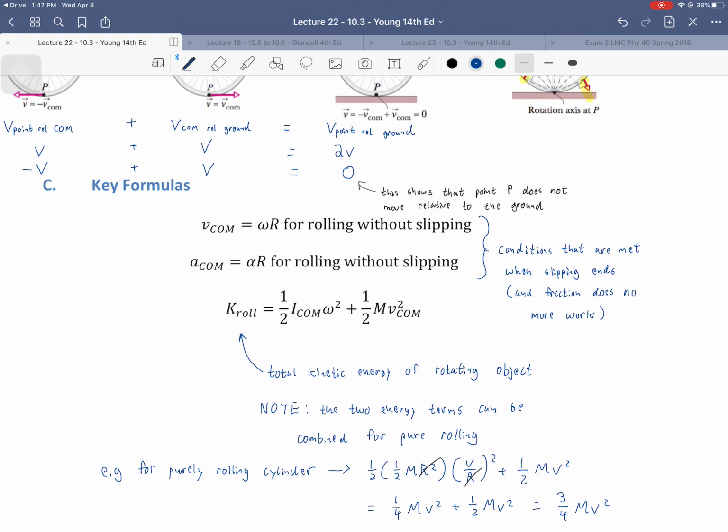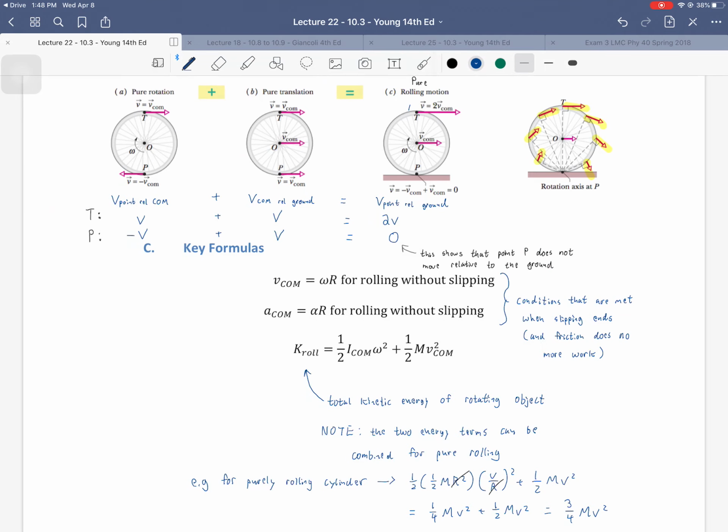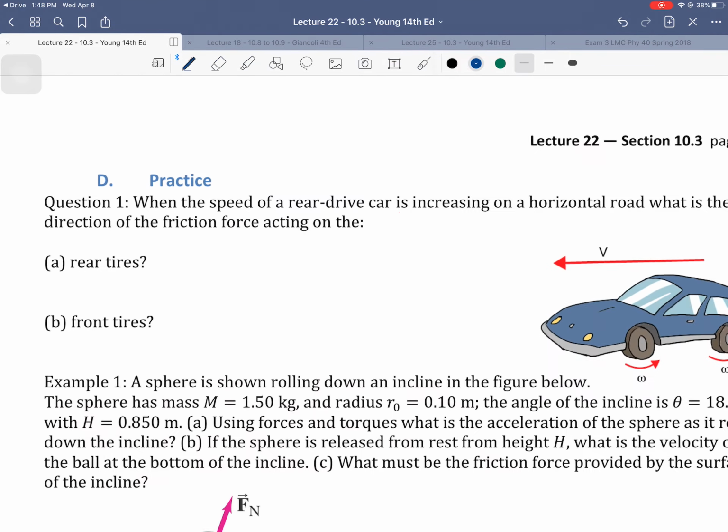Okay, so that would be the total kinetic energy of a rolling cylinder as long as it's purely rolling. Hopefully that looks good, and it does make sense that it's bigger than just a translating cylinder, right? Because a translating cylinder doesn't have that extra motion. It's not moving about its own center.